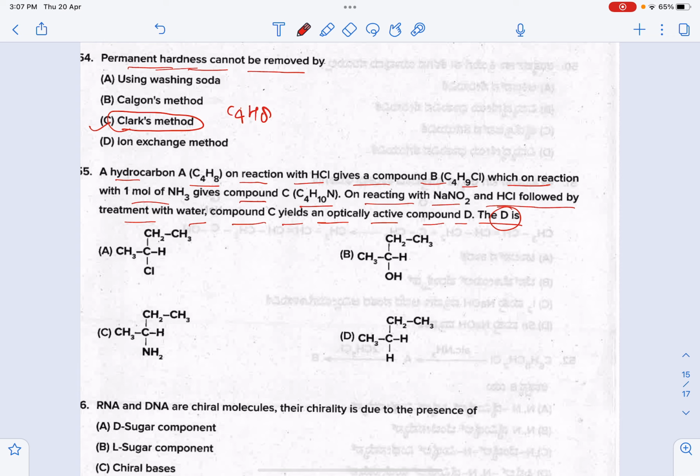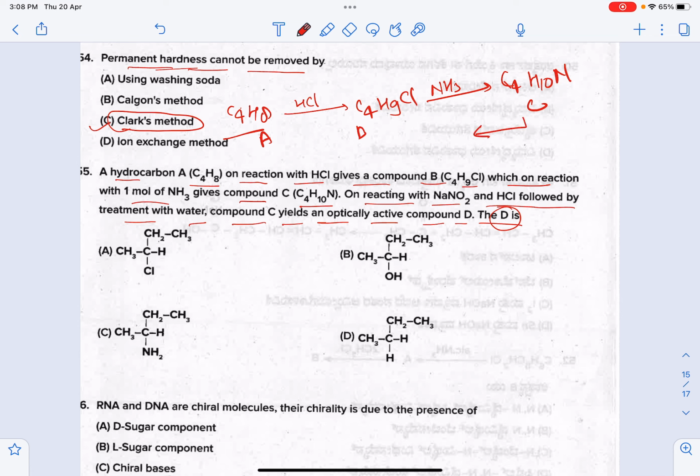This is the compound C4H8 when it is treated with HCl. Now it will give the other compound B, that is C4H9Cl. This is the compound A. Now when it reacts with ammonia, it gives the next compound, that is C4H11N. Okay, this is the compound C. Now asked what the product D will be, when treated with NaNO2 and HCl.